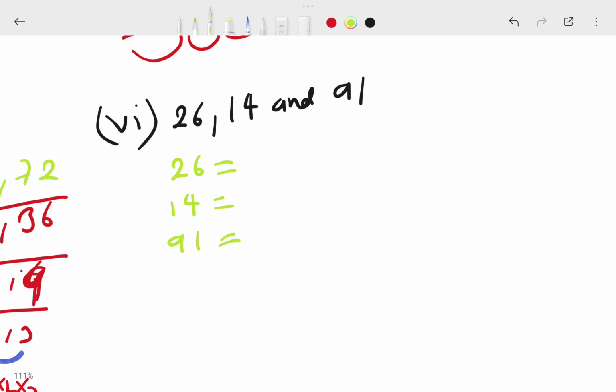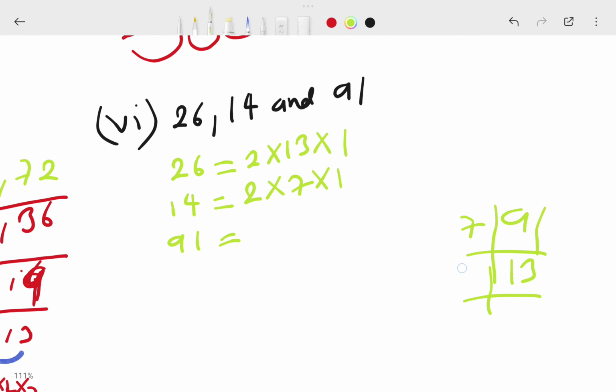If you find the factor of 26 here, 2 ones are 2, 2 13s are 26, 13 ones are 13. So you can write like this: 2 cross 13 cross 1. Okay, it is over. Now let's find the factor of this one. So it is going to be 2 cross 7 cross 1. If you find the 91 factor, then it is going to be divisible by 7. 7 ones are 7, 7 13s are 91. In the 13 table it is 1 time, so this factor is 7 cross 13 cross 1.